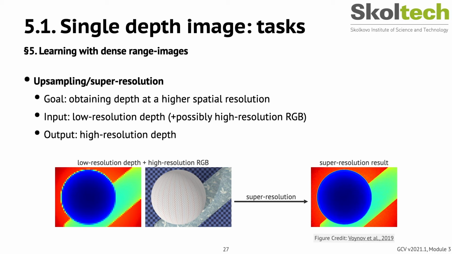As there is a high correlation between the geometric features of the color image and the depth map, for instance object edges, it is natural to use the color image to improve the resolution of the depth map.